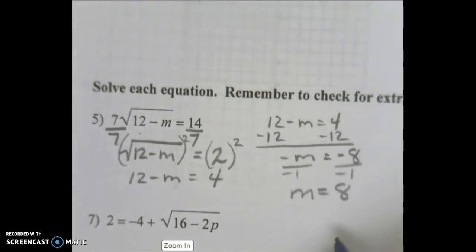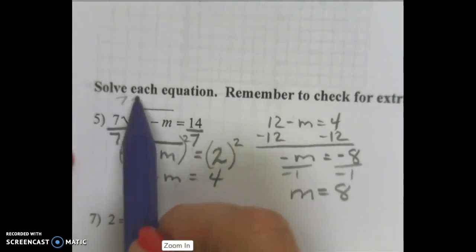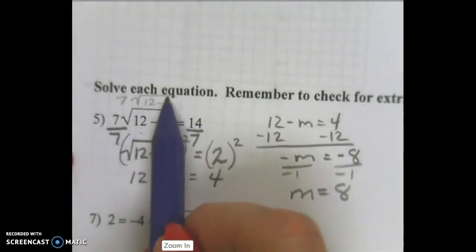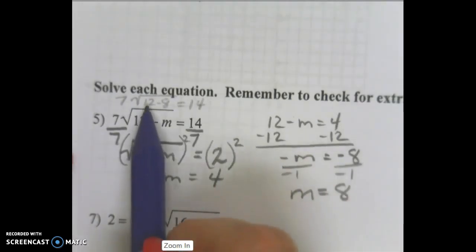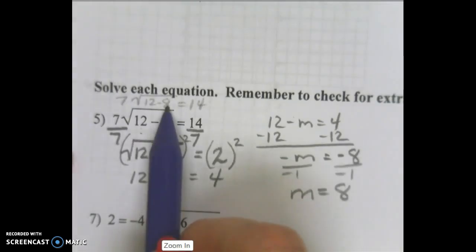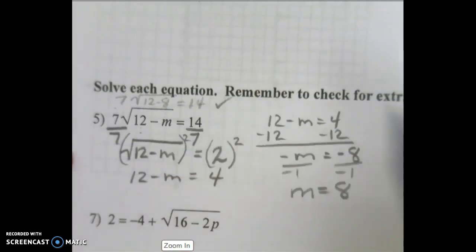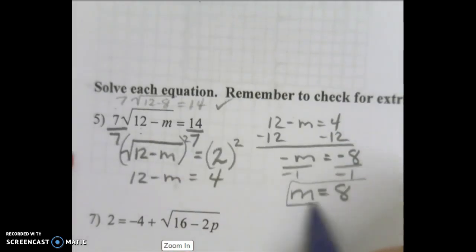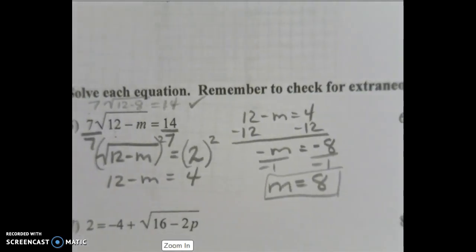Now I'm going to double check my problem. I'm going to plug back in to make certain that my problem works. 7 times the square root of 12 minus 8 needs to equal 14. Well, 12 minus 8 is 4. The square root of 4 is 2. 7 times 2 is 14. My problem does check, and this is my answer. Let's look at number 6.